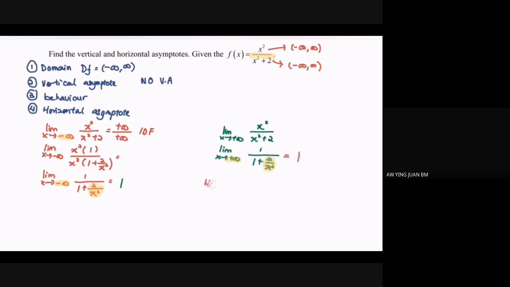So horizontal asymptote is y equals to 1.